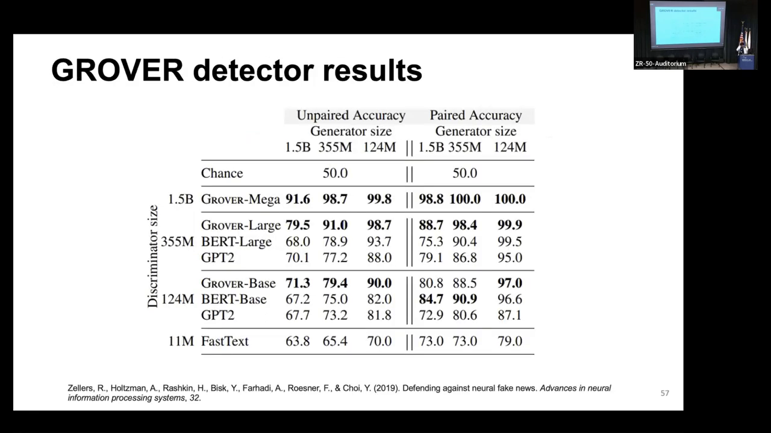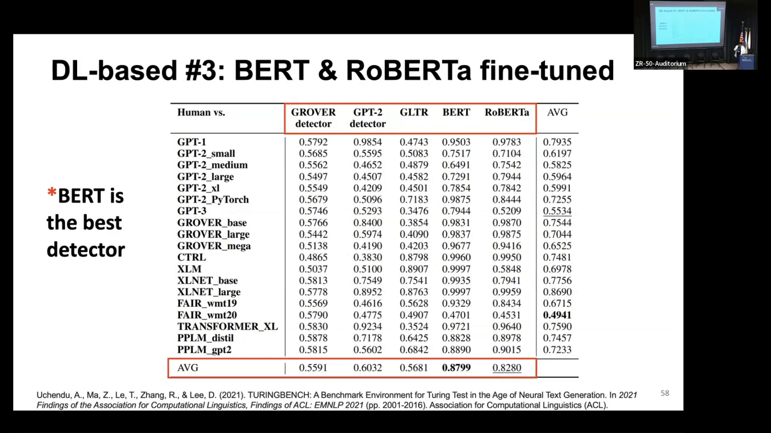And they showed results. The people who wrote Grover had a generator and they built a detector as well. They find that their detection model is able to detect its own generated text much better than other models, which is pretty intuitive actually. But we also ran this study with 19 language models, which were variants of 10 unique architectures. And we find that these models are not actually very good at this task.